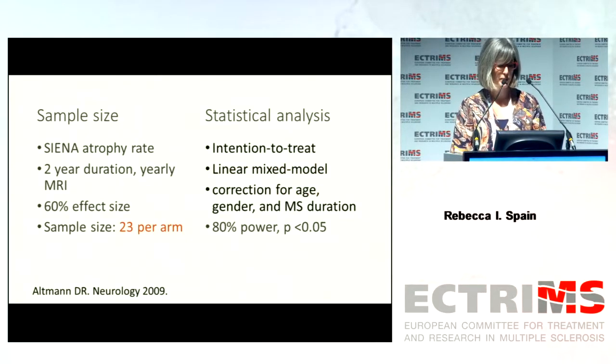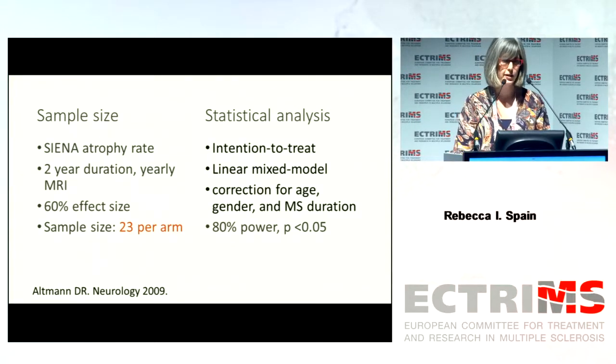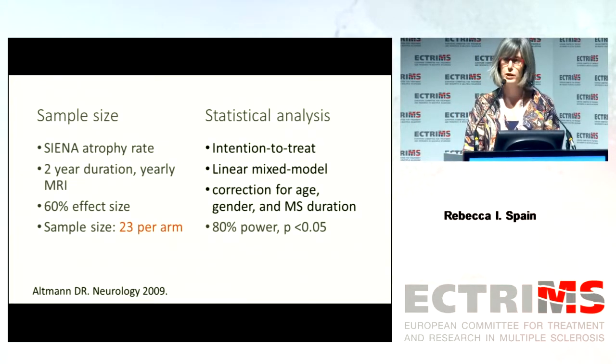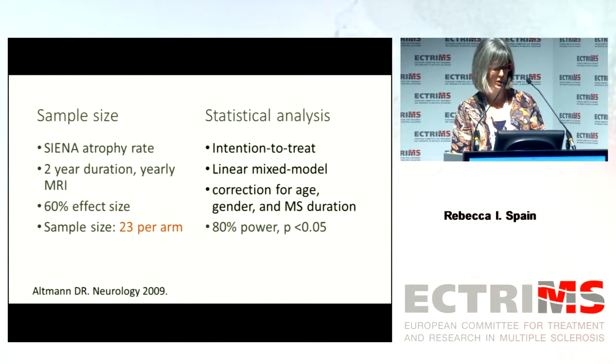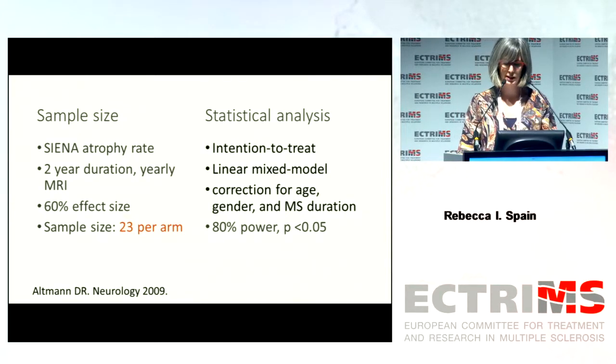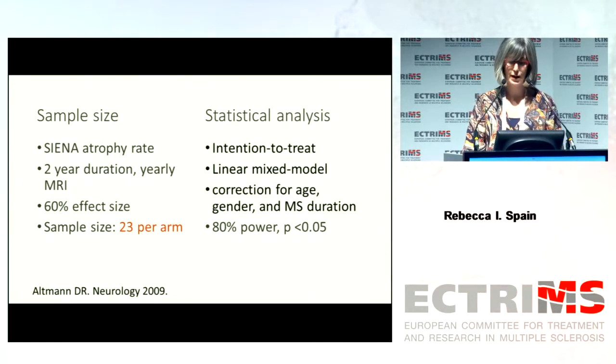The sample size was based on a 2009 paper by Altman et al. The assumptions included whole brain atrophy rates by SIENA, a 2-year study design with yearly MRIs, and a 60% effect size. The calculated sample was 23 per arm, which we increased to accommodate dropouts. The intention-to-treat analysis used a linear mixed model approach to evaluate the effects of lipoic acid on annualized rates of change in outcomes. Models were corrected for age, sex, and MS duration. This provided 80% power with a significance set at less than 0.05.